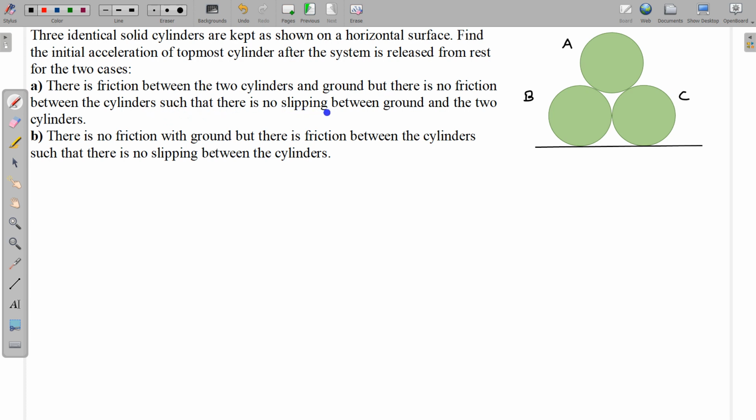such that there is no slipping between ground and the two cylinders. So we have friction at these contacts only. The contacts between the cylinders are frictionless.